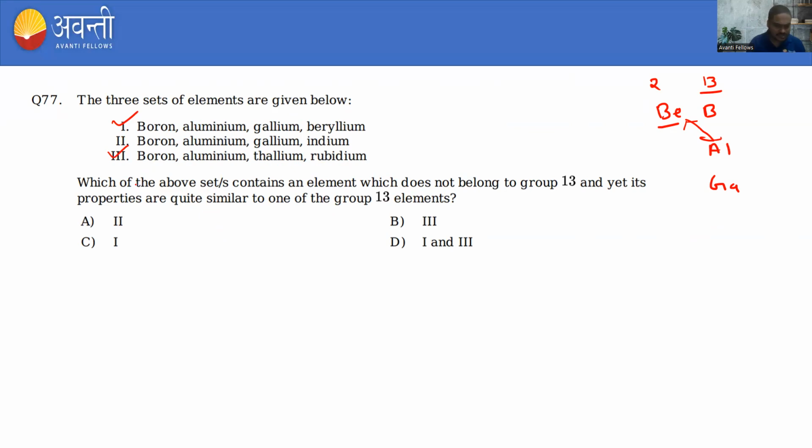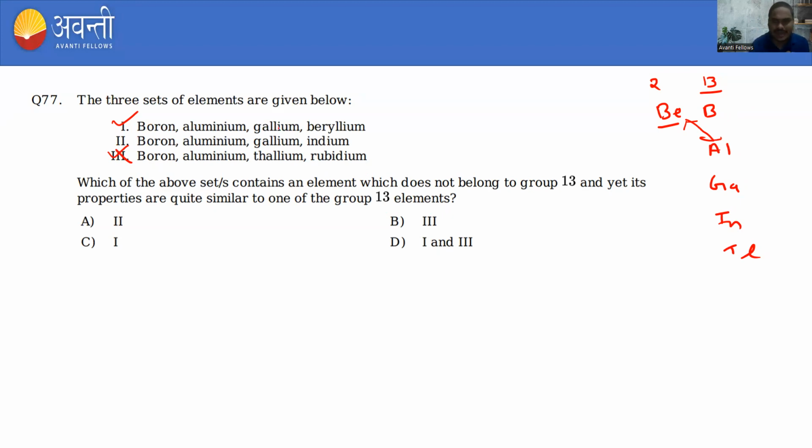In the first and third, boron is in group 13, aluminum, thallium, this is group 13. We have indium and thallium also. Rubidium we do not have. So this is not correct. Third is not correct. Only set one is correct.